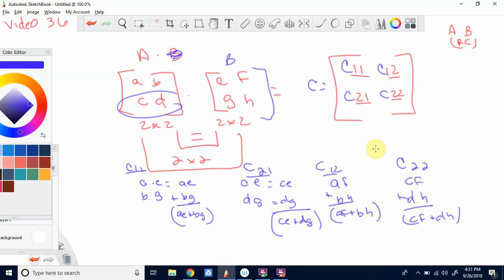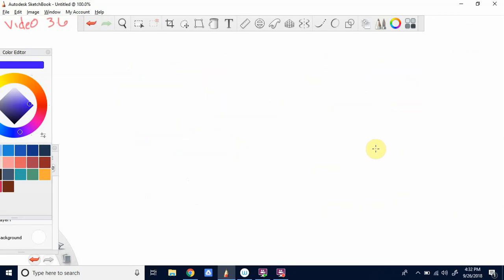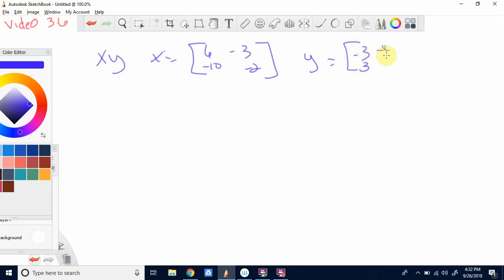So let's do the actual example. It makes more sense when you have numbers. So they want to find x, y, which means the multiplication. If x is going to be 6, -10, -3, -2, and y is going to equal -5, 3, -4, 3. Okay, so this is a 2 by 2.